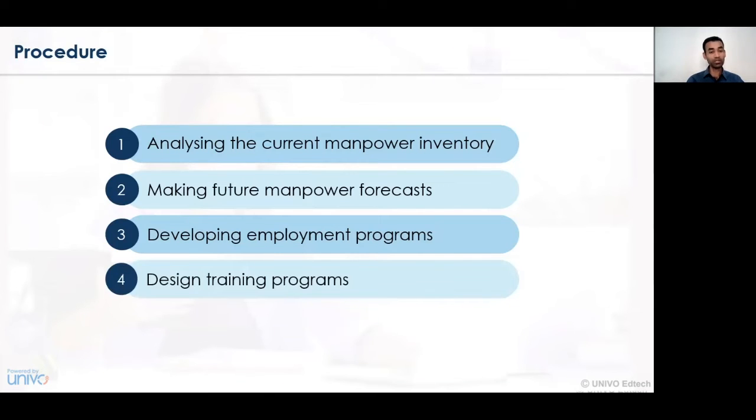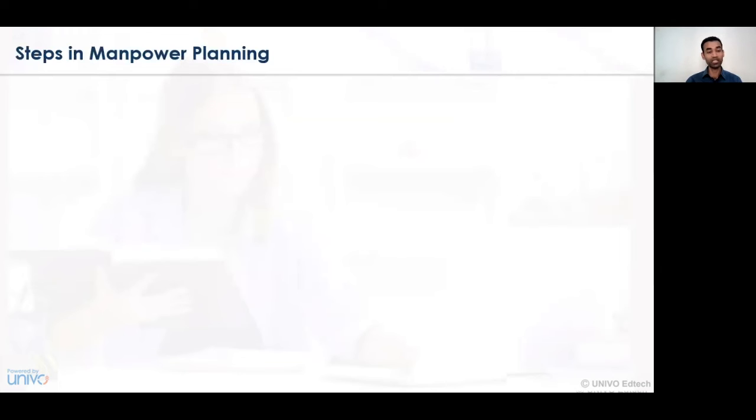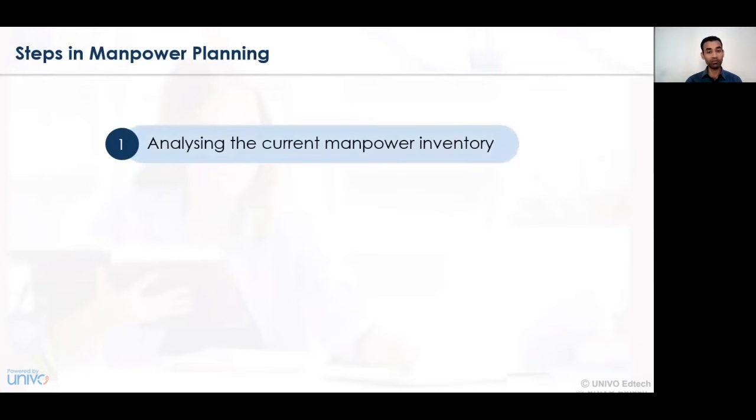So various training programs with respect to the employees available in the organization, the employees at the shop floor level, at the lower level management, at the middle level management, for those particular concerns, the training programs need to be assigned. And with those particular procedures, the manpower planning assessment can be undertaken. Now let's understand what the steps in manpower planning are.